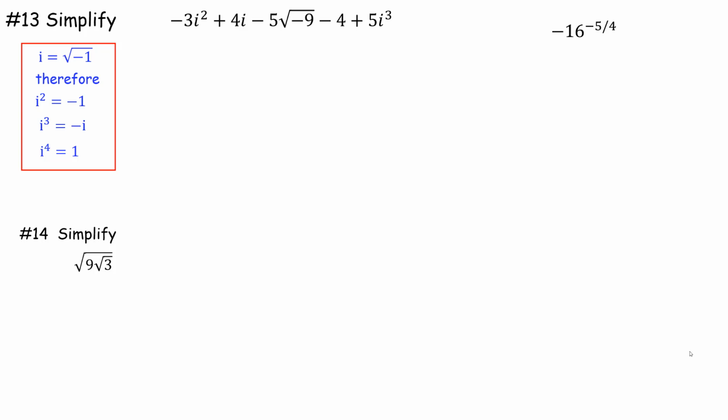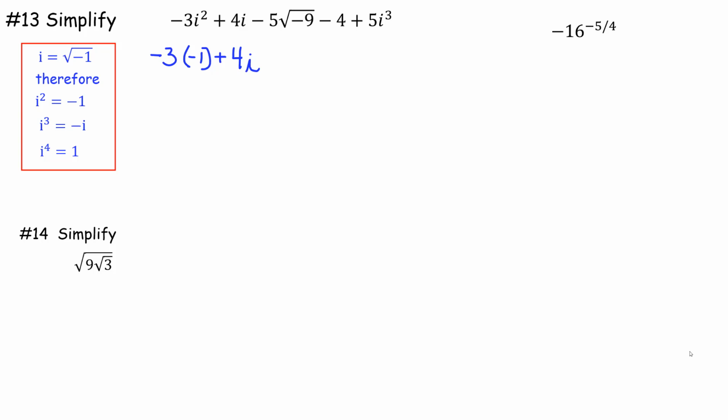So we're going to remember our powers of i, and we're going to fill in the things we can fill in here. So first of all, I've got an i squared, which I just said is -1. So we're going to put that in, -3 times -1 plus 4i. So we've got that first two terms taken care of. Now that third term has the square root of -9.